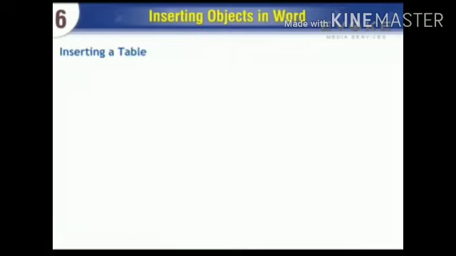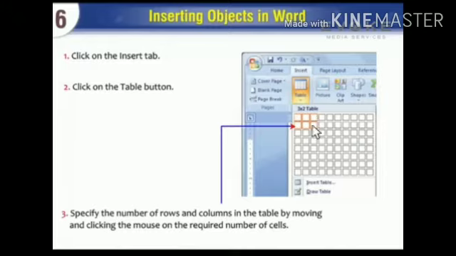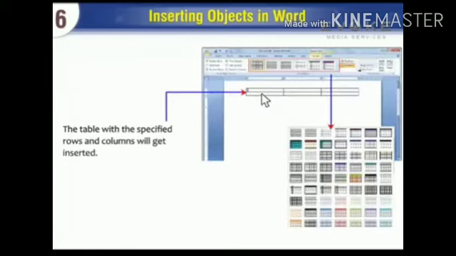Inserting a table. Let's do it. To insert a table in your document, click on the Insert tab. Click on the Table button. Specify the number of rows and columns in the table by moving and clicking the mouse on the required number of cells. The table with the specified rows and columns will get inserted.